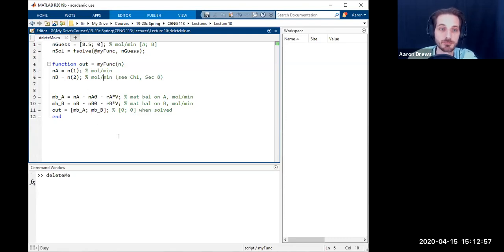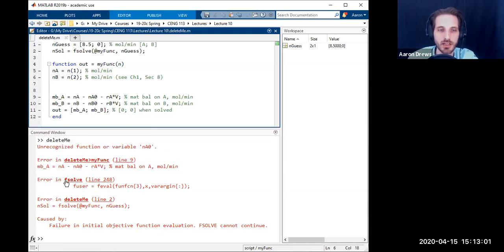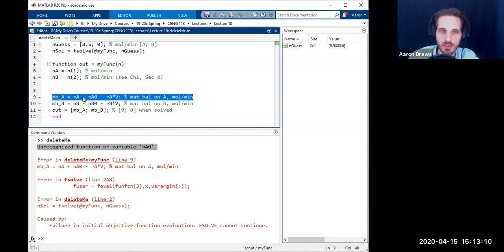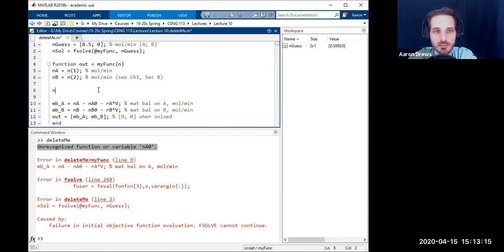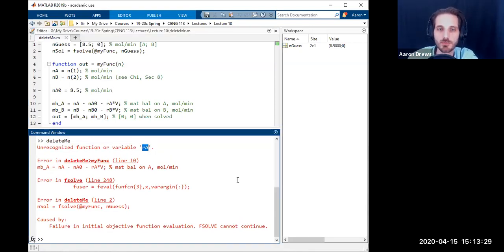I'm expecting an error. So I run this and I look through my error and go up to the top one. It says unrecognized function or variable n sub a 0. MATLAB has just caught a mistake for me. It said you're trying to evaluate this, but I don't know what n sub a 0 is. So, okay, let's define n sub a 0. N sub a 0, we know previously was 8.5 moles per minute. If we take the naive approach and say, I think that was the only error, let's run it again. Oh, we got another error, and it says, I don't know what R sub A is.